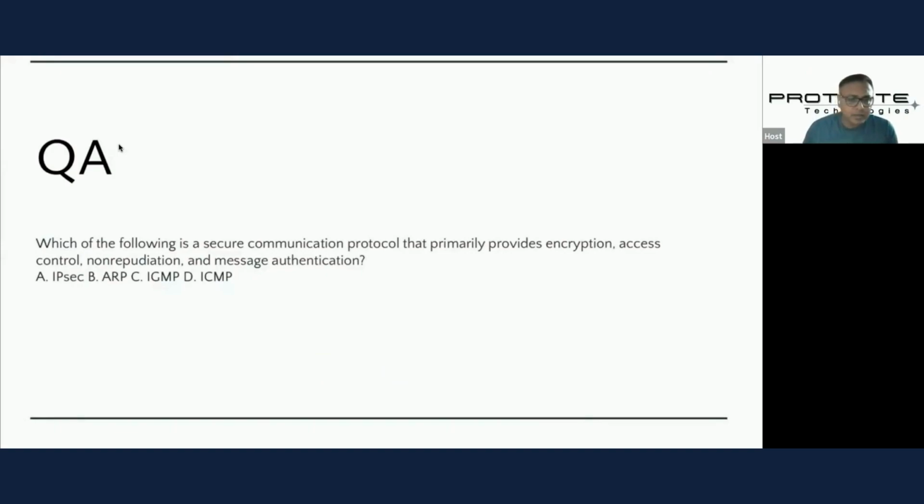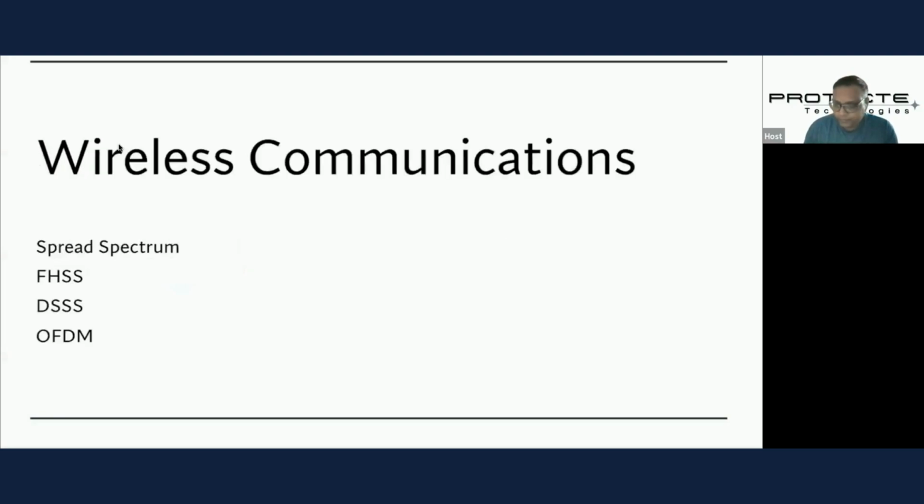IPSec, ARP is at layer 2, IGMP is again a routing protocol, ICMP and IGMP are both TCP protocols. Right. Now, once you look at your wireless routers, how do they communicate with your wireless clients?